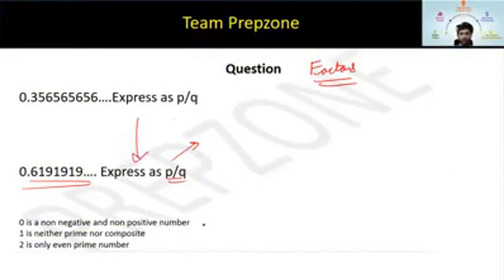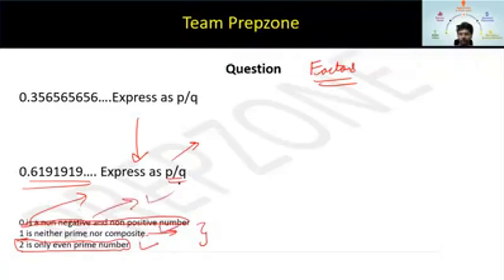There is a small snippet also that I have written here. You have to just remember that 0 is a non-negative and a non-positive number. 0 is neither a negative number nor a positive number. Similarly, 1 is neither a prime number nor a composite number. And 2 is the only even prime number. Just remember these few things. What is the only even prime number? 2. 1 is neither prime nor composite, and 0 is non-negative and non-positive.